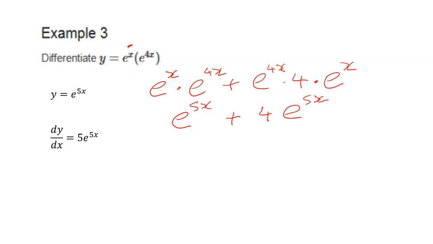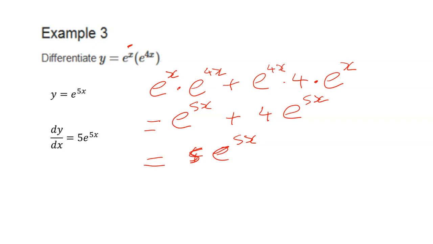Do you see that? Does that make sense? Those two together, and then those are like terms. So that would be equal to 5e to the 5x. Sorry about my bad writing there. Is everybody on the same page with me on that? Does that all make sense?